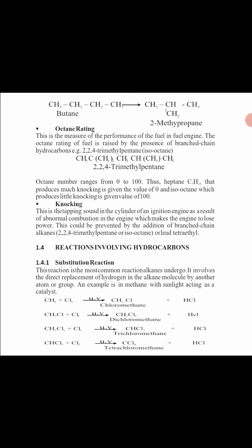It can be prevented by the addition of a branch chain alkane, which is still 2,2,4-trimethylpentane, or lead tetraethyl. Let's take note of that. Another Jamb question you have there. What is used to prevent knocking? Which hydrocarbon is used to prevent knocking? You can either use lead tetraethyl or 2,2,4-trimethylpentane.